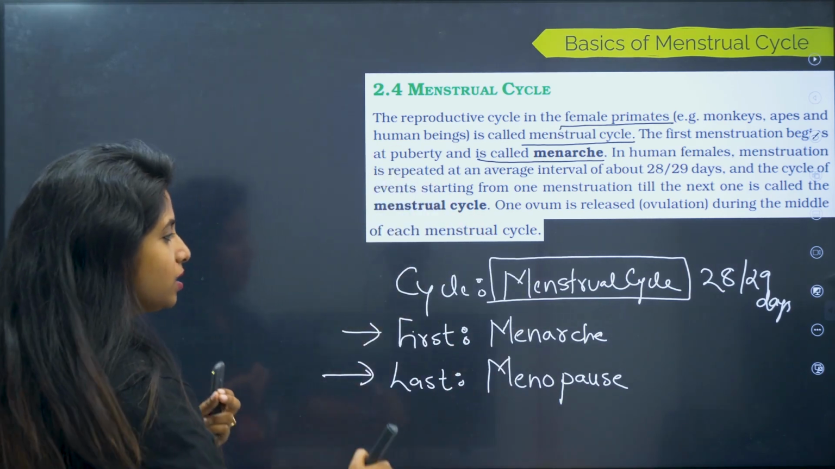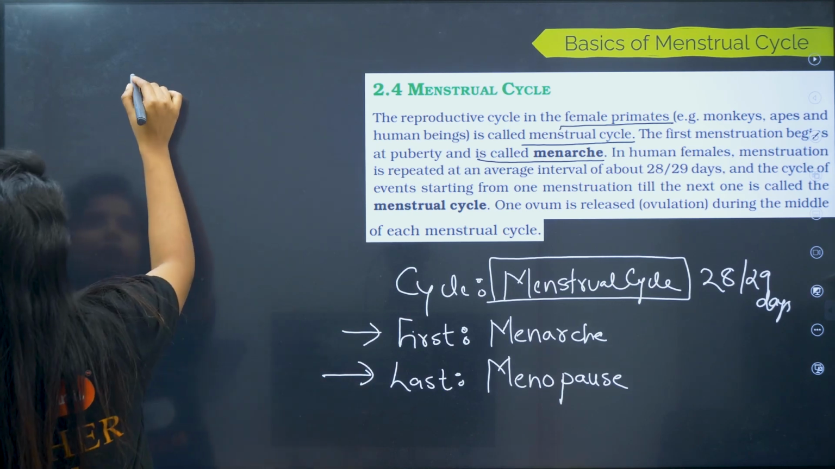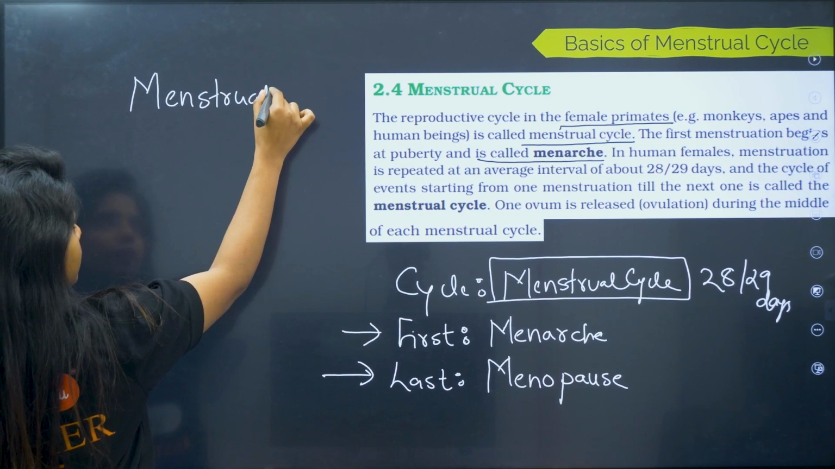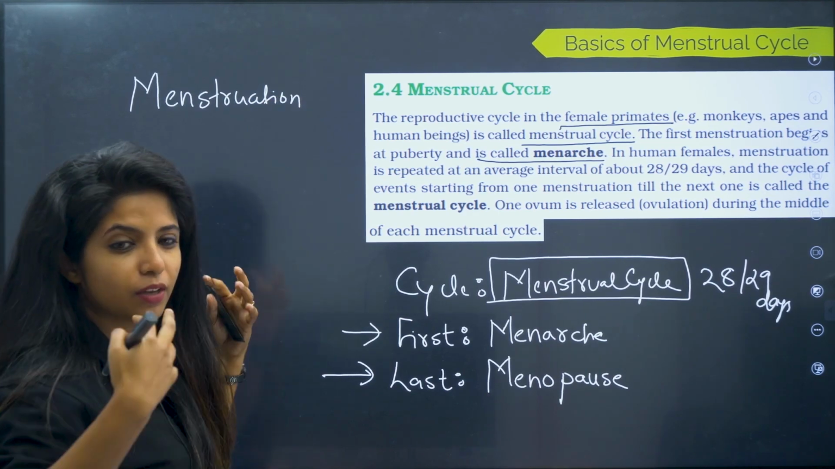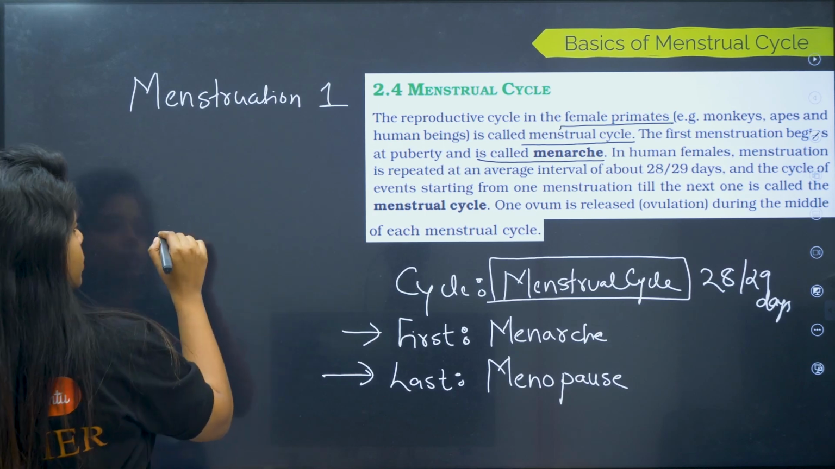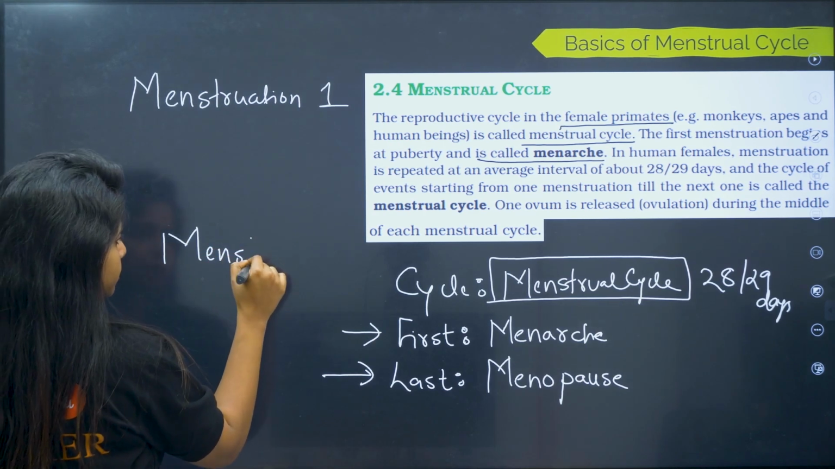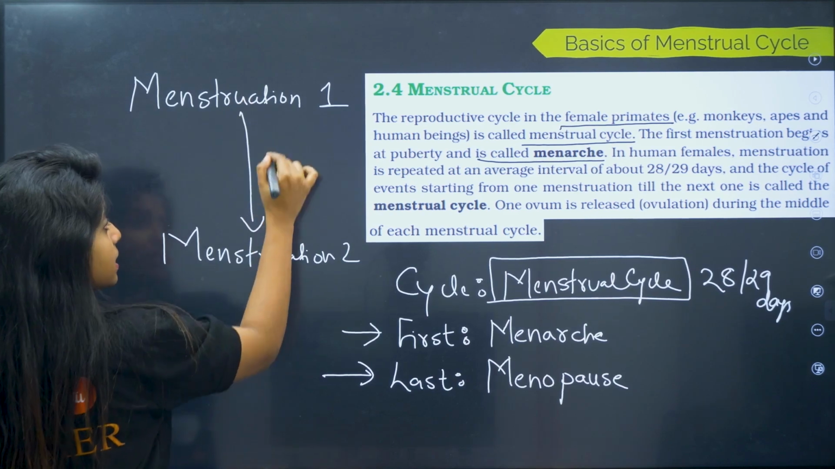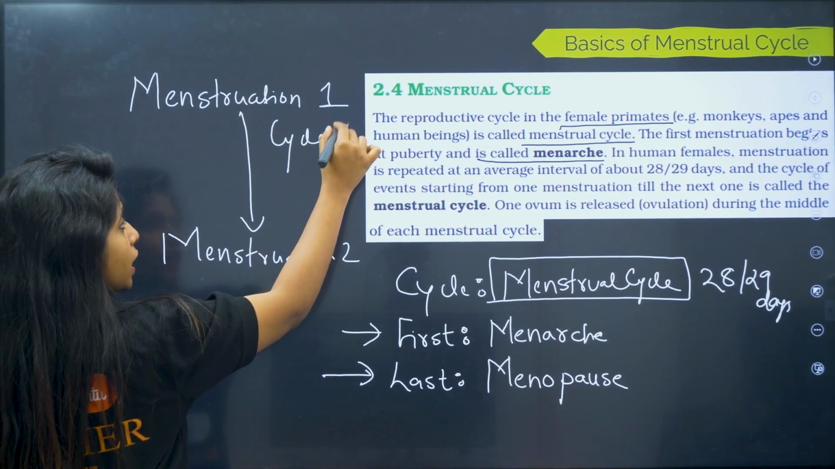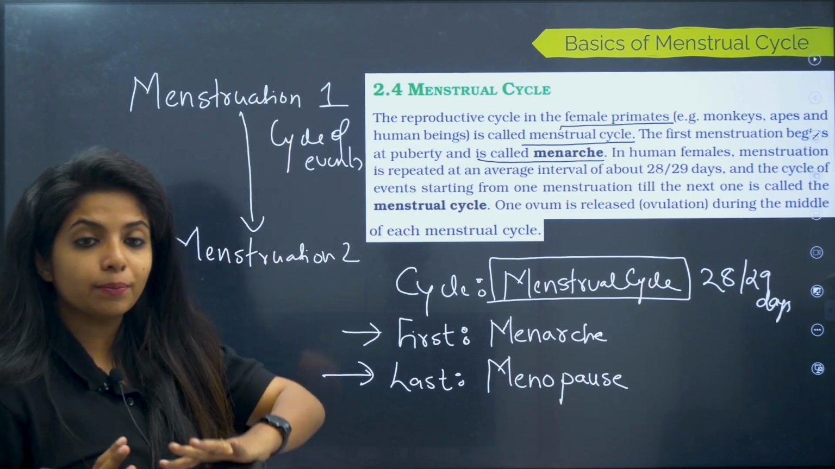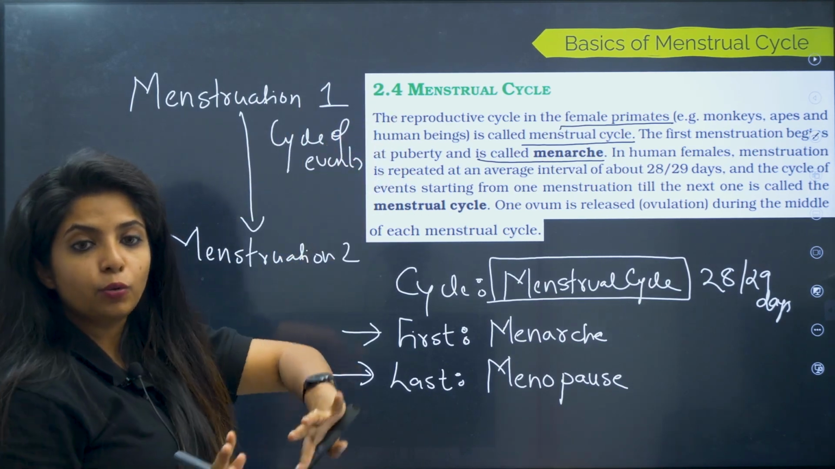So this is something that I was saying. Menstruation is basically what? Shedding of blood from the uterus. So the time gap between one menstruation and the second menstruation will be having a cycle of events. Agree? There will be so many events: once it sheds down, then something new will again be forming, some new layer will be forming.